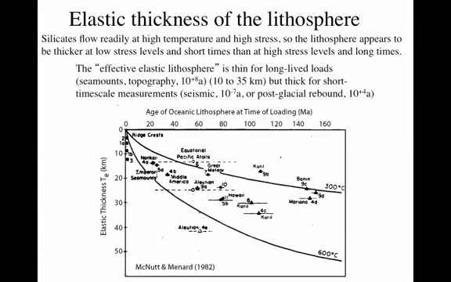Silicates flow readily at high temperatures and high stress, so the lithosphere appears to be thicker at low stress levels and short times than at high stress levels and long times. So the effective elastic lithosphere is thin for long-lived loads, but thick for short time scales.